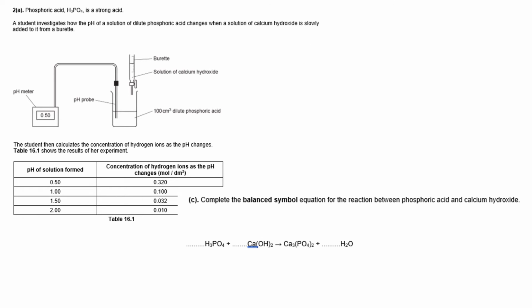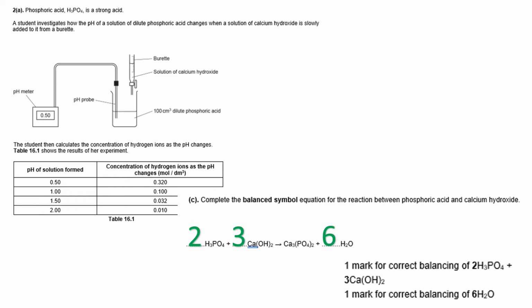Okay, pause the video and have a go at this one. Okay, so the answer to this balanced symbol equation should look like this: a 2, a 3, and a 6. The exam board is looking for 1 mark for the correct balancing of the 2 and the 3, so the reactants, and then another mark for correctly balancing the products. If you've got multiples of this, so if you ended up with 4, 6, and 12, you would still gain the marks. If you didn't understand this, then go back and watch that video on balancing symbol equations.